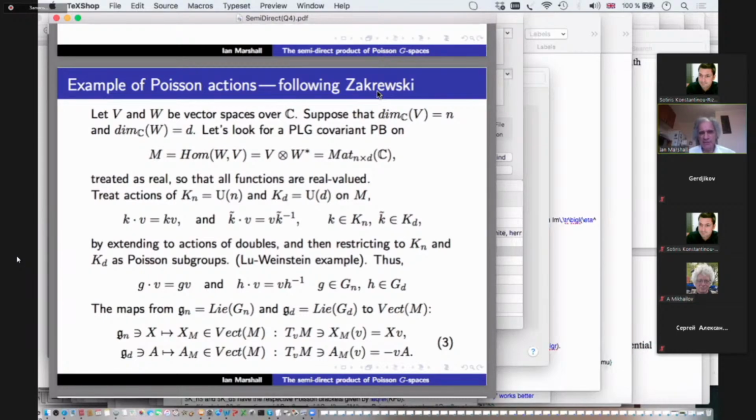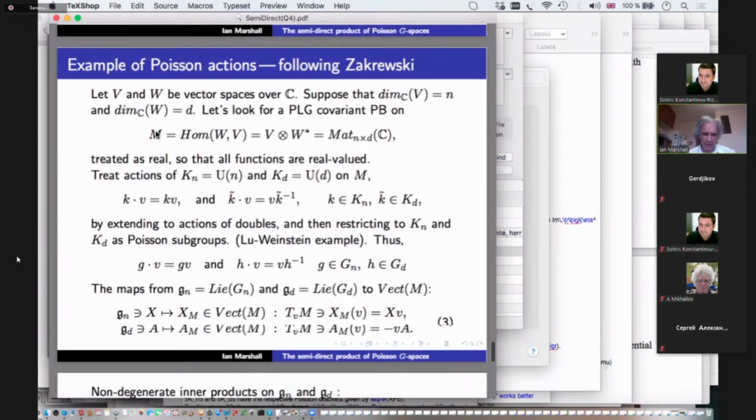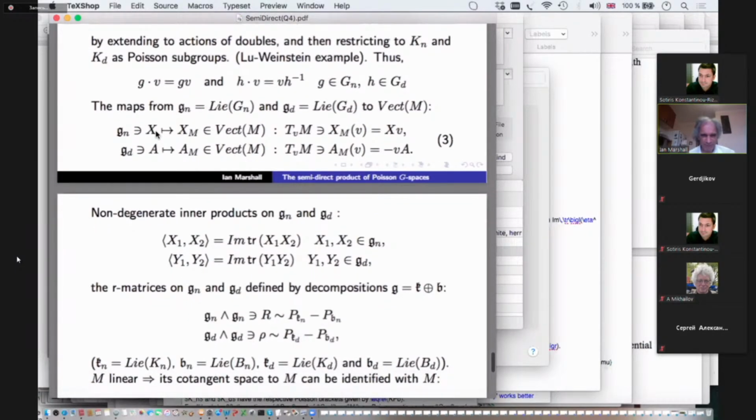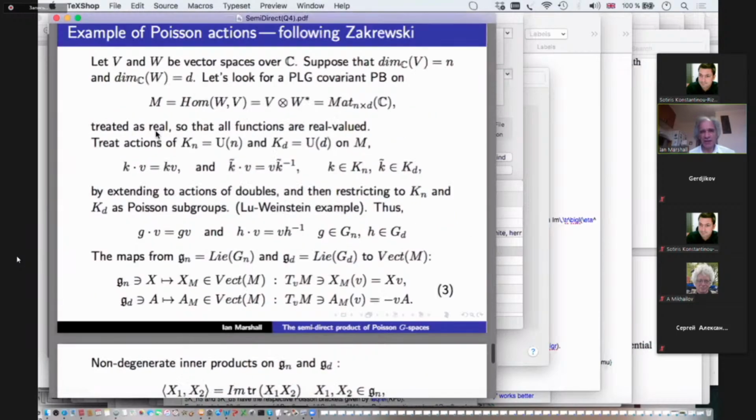Zakrzewski produced this example in about 1996, almost exactly at the time that the concept of quasi-Poisson structure emerged. And actually, he was dealing with quasi-Poisson structures, but they emerged at the same time. And he gave a recipe for producing Poisson actions of a Lie group on a Poisson manifold, in which this simple example was relevant for us. It's not realistic to go through these details, unfortunately.